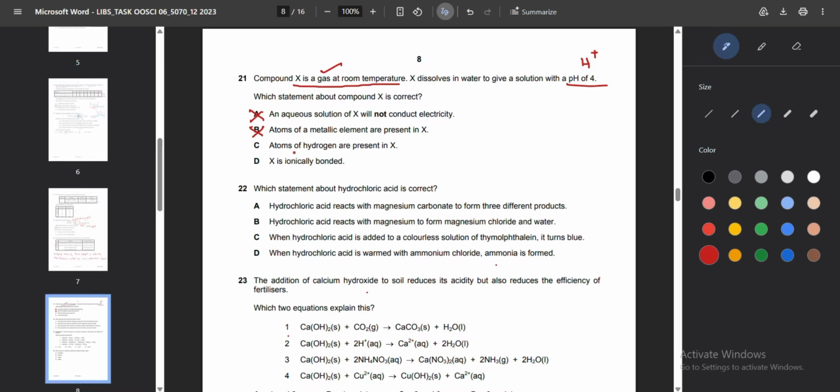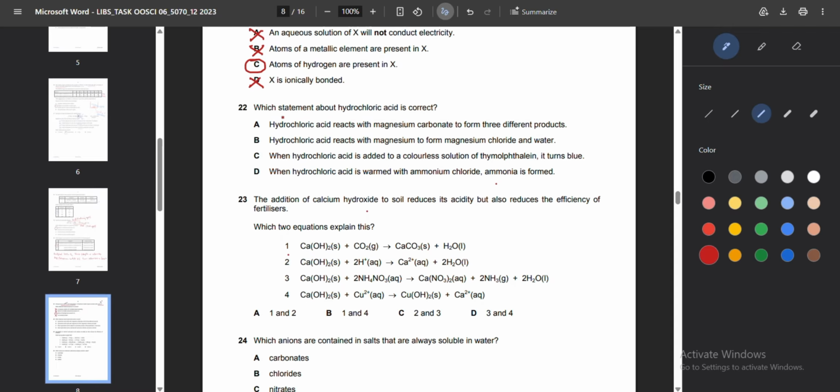Option C is metal atoms of hydrogen are present. Yes, it is because of hydrogen atom that it is acidic in nature. It is acidic with a pH of 4. B is that X is ionically bonded. Again, this is not correct because X is a gas, and if it is a gas, then it must be a small covalent molecule, whereas the ionic compounds are solids.